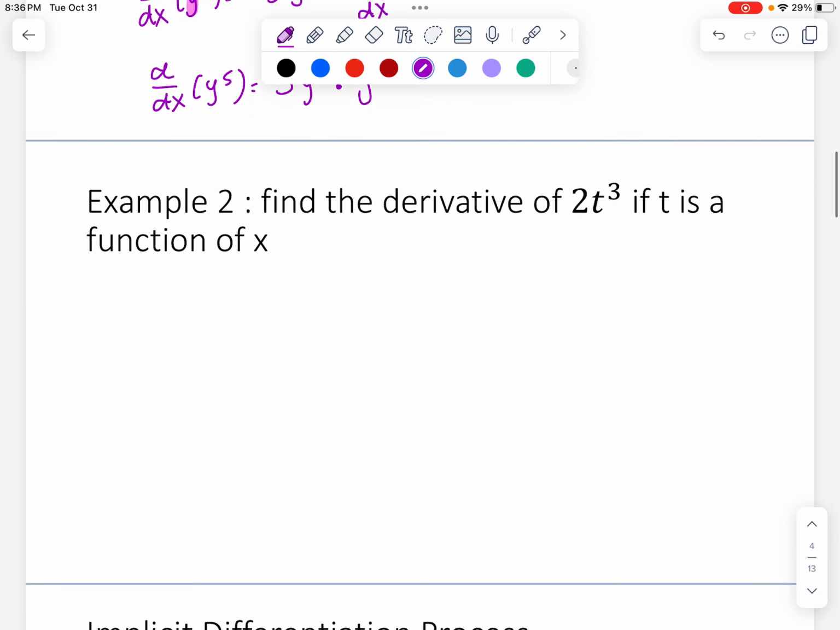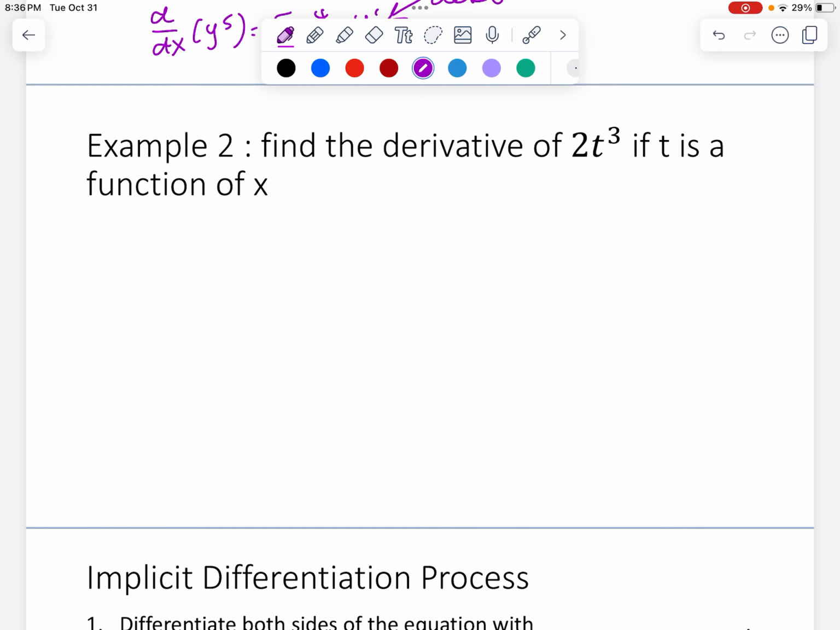So this is kind of the same idea. It says find the derivative of 2t cubed if t is a function of x. So we're finding the derivative with respect to x, because x is our independent variable. Anytime you take a derivative, you take the derivative with respect to x. Because t is a function of x, t essentially equals f of x, because you create t by plugging x into your function.